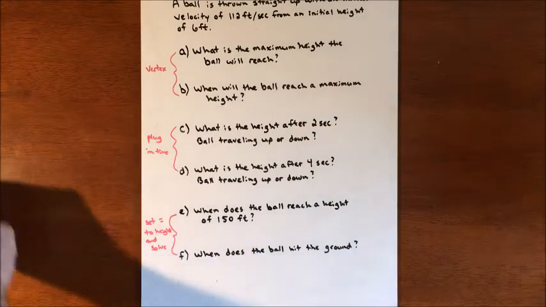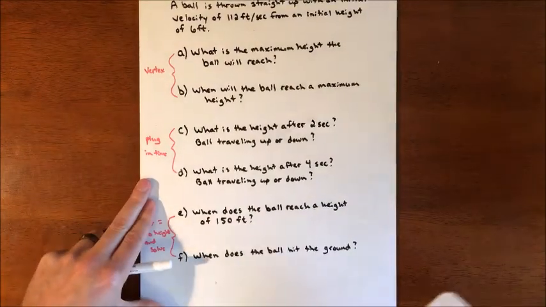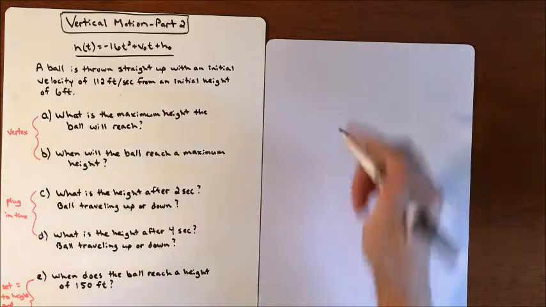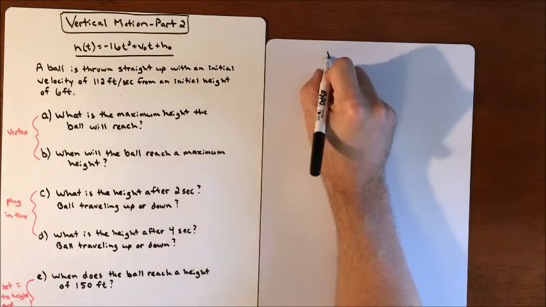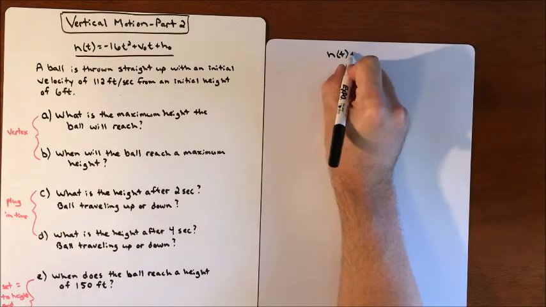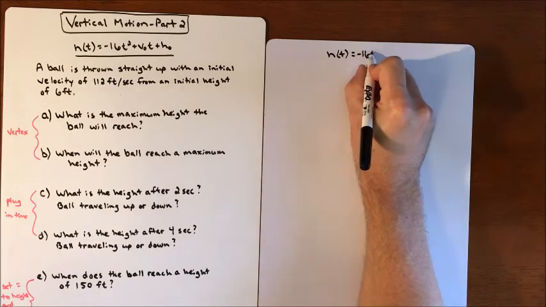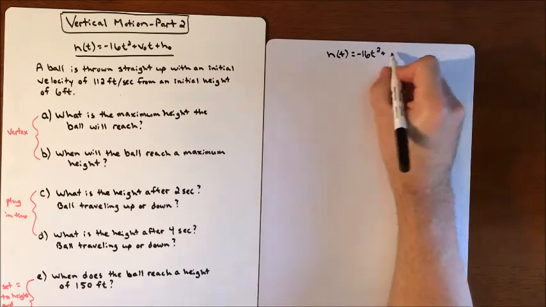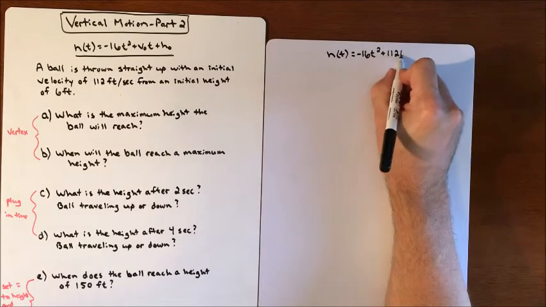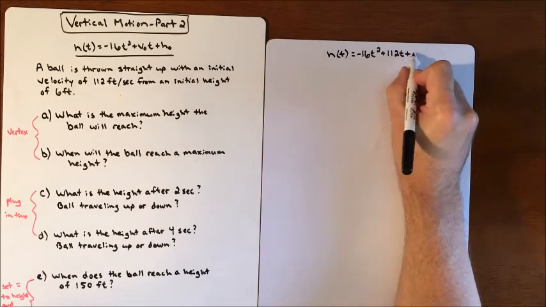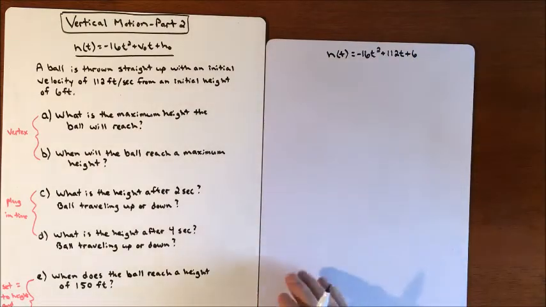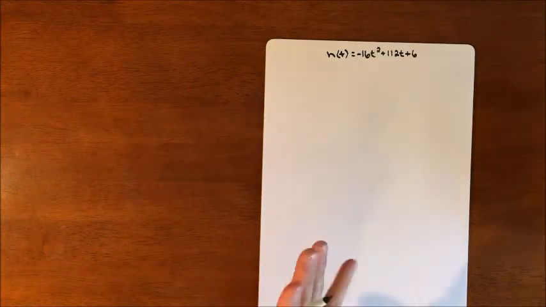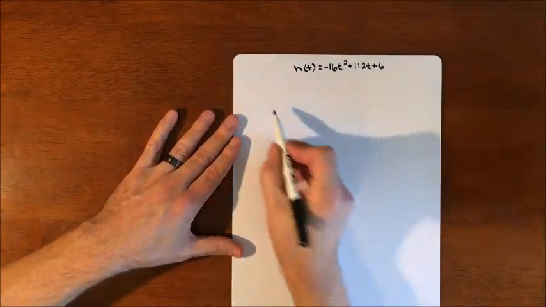All right, so rough visual of what we have going on is, let's create our equation. And our equation is height with respect to time equals negative 16t squared plus an initial velocity of 112 feet per second plus an initial height of 6. So we'll come back to this. We're going to get a little bit of a visual, do some solving, and see what we got.